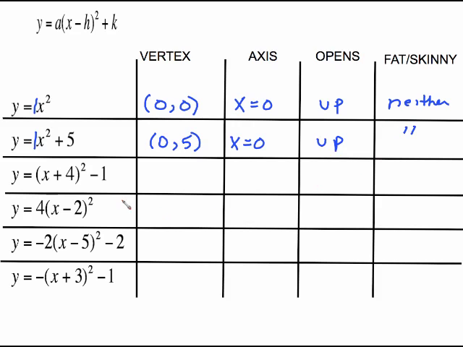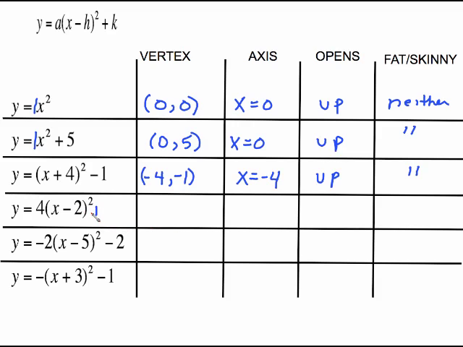Here we're finally looking more like the form. X plus 4 squared, that's inside the parentheses. Change the sign, -4, comma, -1, which is going to make our axis of symmetry x equals that first number, which is -4. Because this is a positive in front of the parentheses, it opens up, and we're still talking neither fat nor skinny.